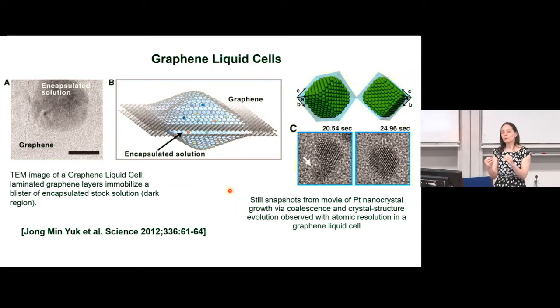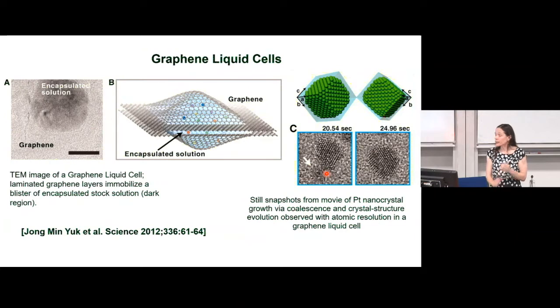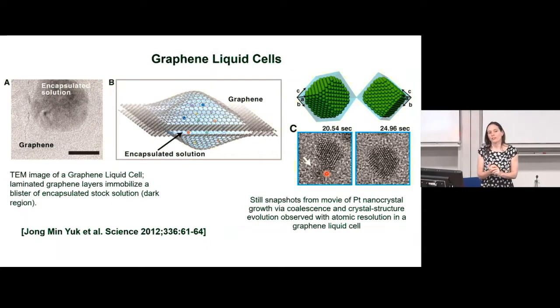You can have a thin liquid layer. You're only passing through 2 graphene sheets, and you can get these images which are shown here. Again, not my work, which show that you can get atomic resolution imaging in liquids, at least of these nanoparticles. And that was a decade ago. We think there's been about 10 more papers over the last decade.